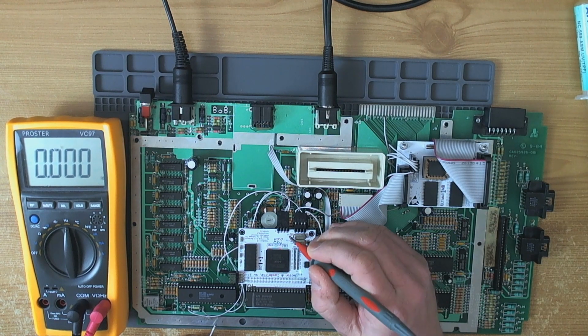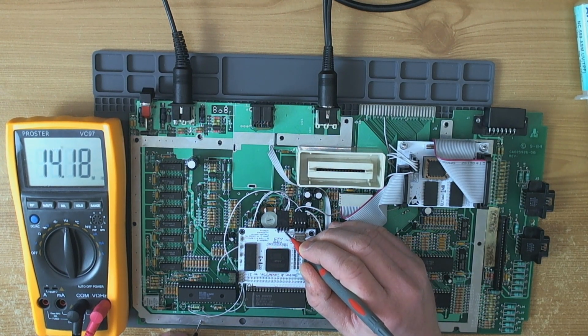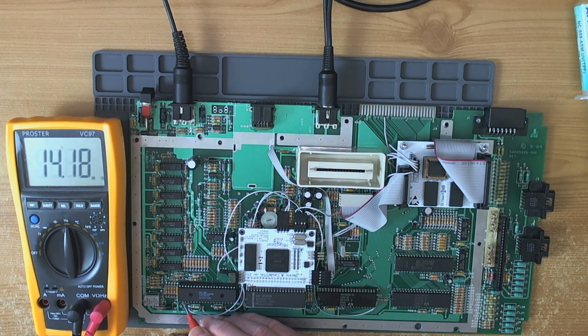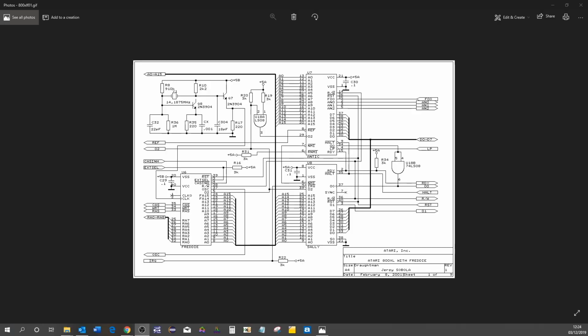Okay, so on pin 3 of J6 we get 14.18 megahertz, and on pin 2 of FREDDIE we get 14.18 megahertz, and on pin 5 of FREDDIE we get 1.73 megahertz, which is correct. So if we have a look at the schematic for this board, pin 5 of FREDDIE is the O2 signal, which is 1.4 megahertz.